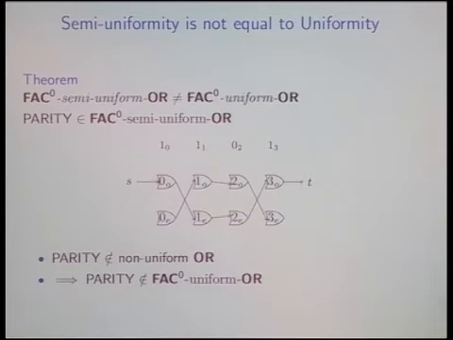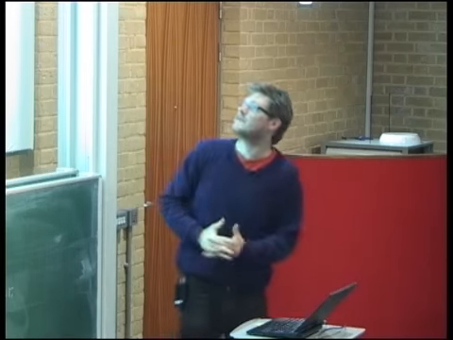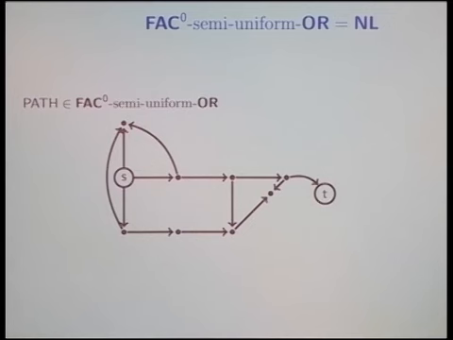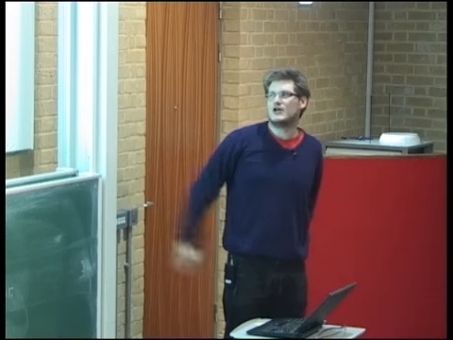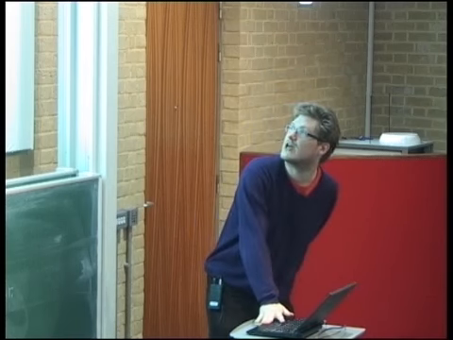So what is the actual power of these two classes? Let's start with semi-uniformity. We found that this class is equal to NL. And we proved this by using the path problem. We're given an instance of path, so we have a directed acyclic graph and nodes S and T, and we can very easily turn that into an OR circuit, such that there is a path, and we have a constant gate, and that constant gate flows through the circuit to the output gate, and the circuit will say yes if there is a path.